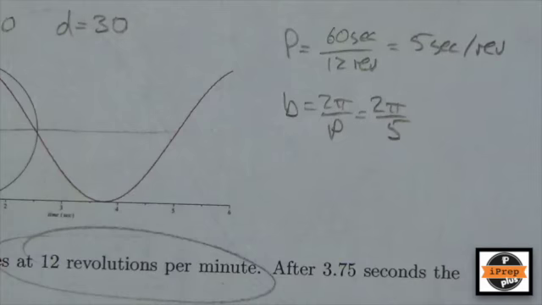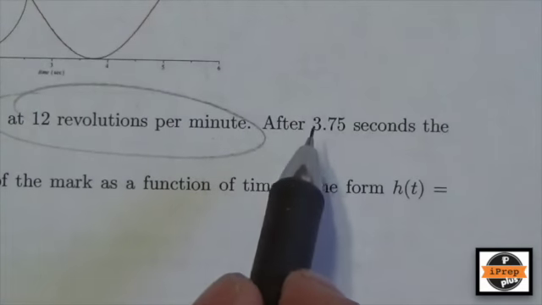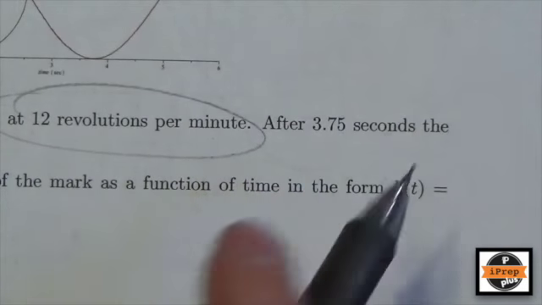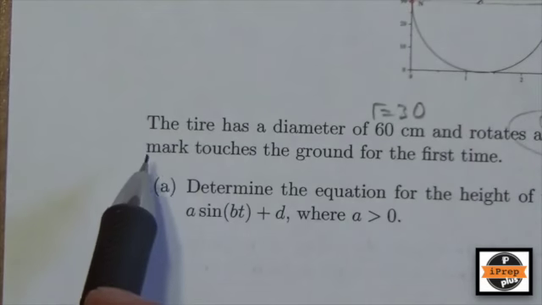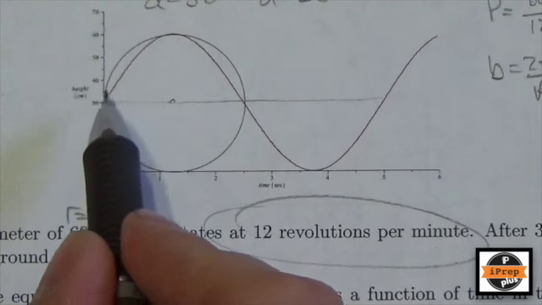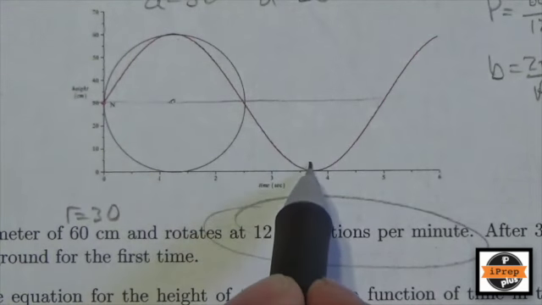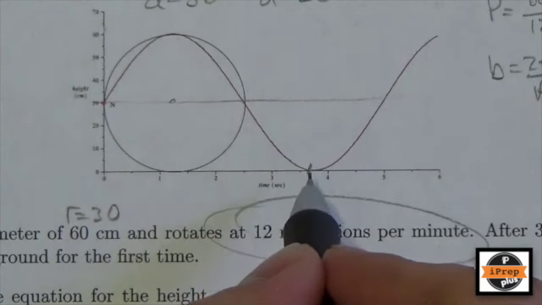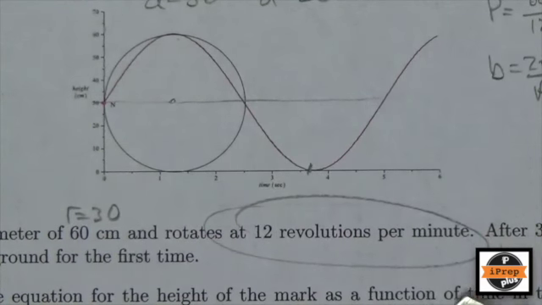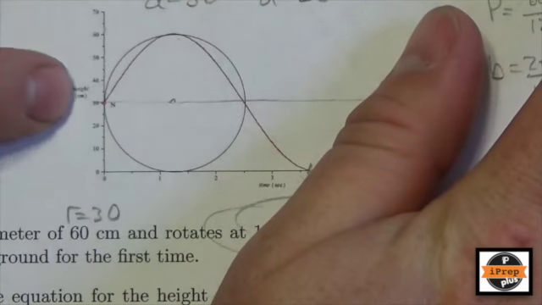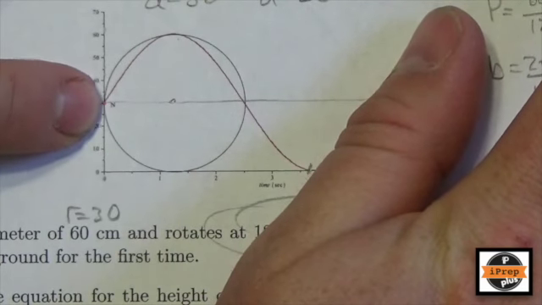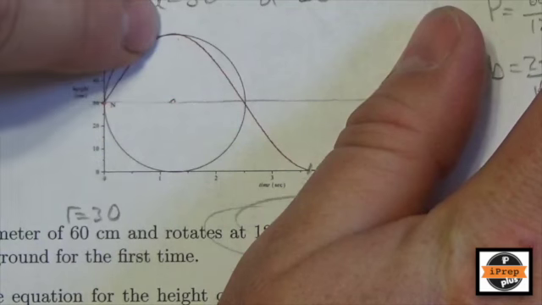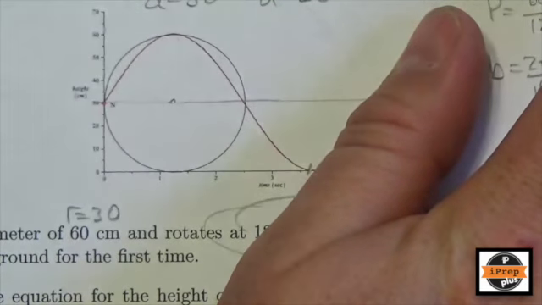Now, don't get thrown off by this little bit of information here. It says after 3.75 seconds, the mark touches the ground for the first time. So in my diagram, here's the mark. It goes up, comes down. Here's where it hits the ground. There will be a lot of people out there who are going to be very tempted to think that 3.75 is the period. But notice that that is not a full period. Boom, boom, boom. There are only 3 parts to the motion, and there should be 4.